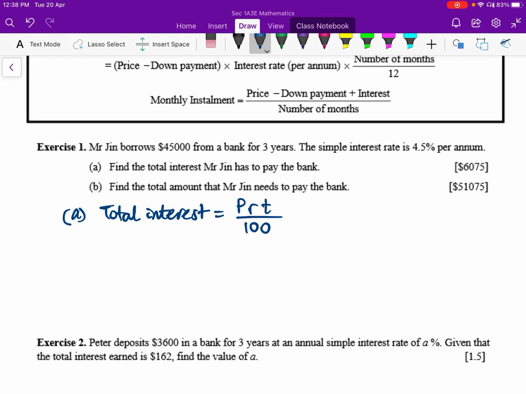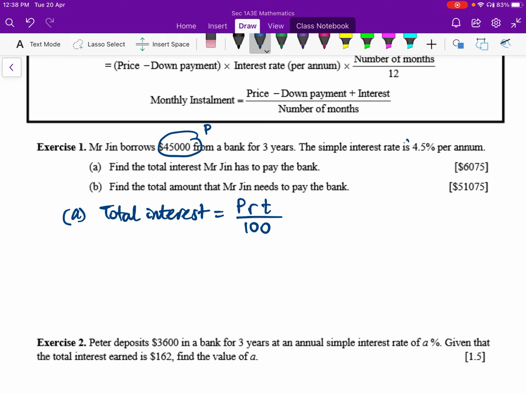Okay, so what is P? P refers to the principal. The principal is the original amount that was borrowed. So this is our principal, P. What about R? R will be the rate.